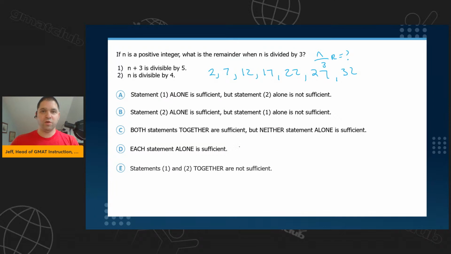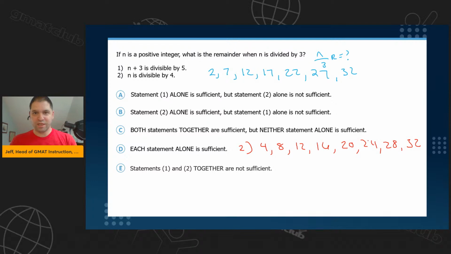Statement 2, I'm going to do at the bottom, because that's where my room is. n is divisible by 4. Well, this is simple. 4, 8, 12, 16, 20, 24, 28, 32. I'm cheating a little because I know I need to get up to 32. Same deal. 3 can go into 12, remainder 0. 3 goes into 8, there's some remainder. Insufficient.